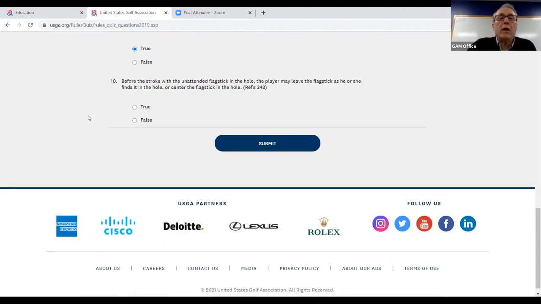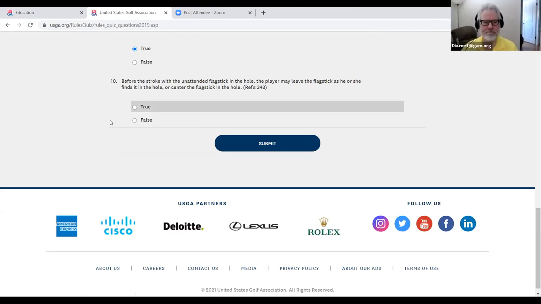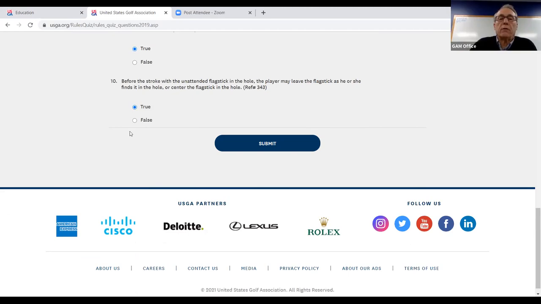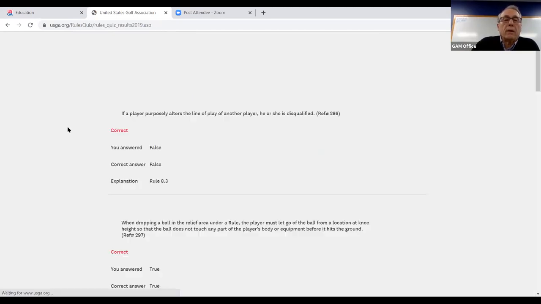Before the stroke with an unintended flagstick in the hole, the player may leave the flagstick as he or she finds it in the hole or center the flagstick in the hole. True. Okay, a lot of trues and falses in that quiz. See how many we get. Probably all of them.